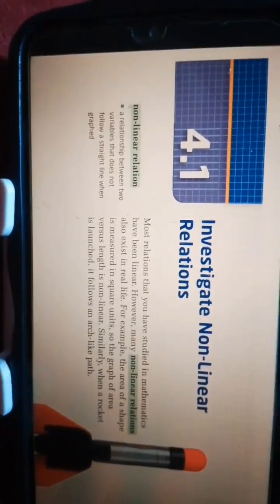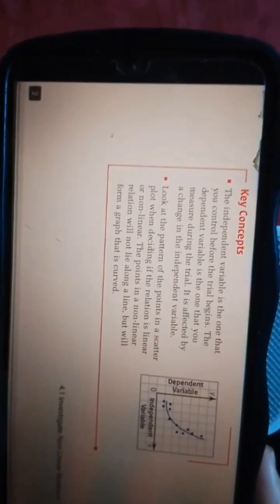We also have here the curve of best fit. We are going to become familiar with the curve of best fit. It is a smooth curve drawn to approximate the general path or trend in a scatter plot. So let's proceed to the key concepts.